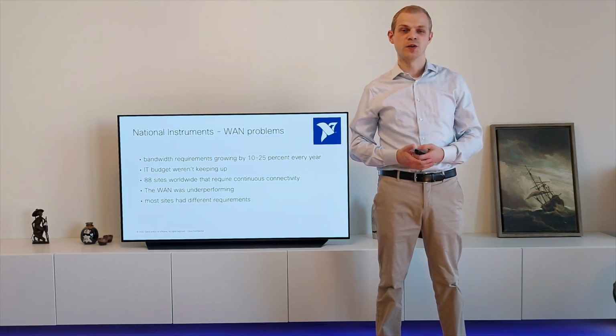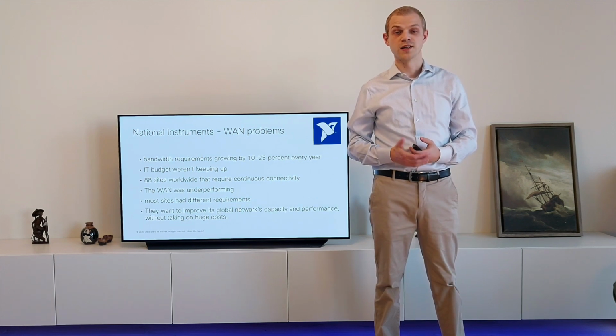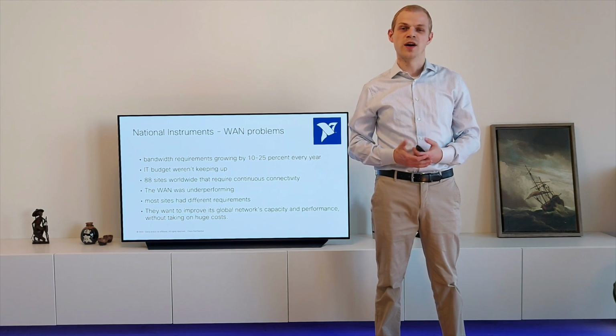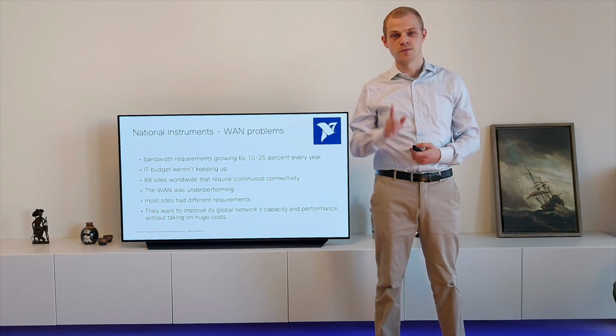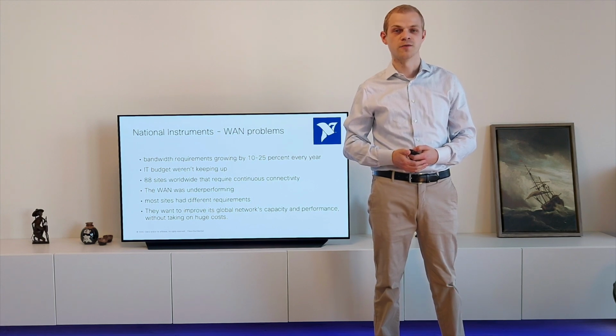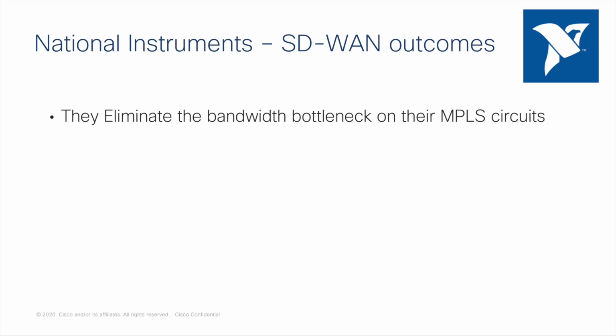Most sites had different requirements, and they wanted to improve their global network capacity and performance without taking on huge cost. They had no idea how they were going to solve this, but then everything changed when Cisco brought Cisco SD-WAN to the table. Cisco SD-WAN brought software-defined network intelligence to the WAN, and it allows National Instruments to transport large amounts of network traffic over low-cost internet connections instead of expensive MPLS links, so they eliminated the bandwidth bottleneck on their MPLS circuits.